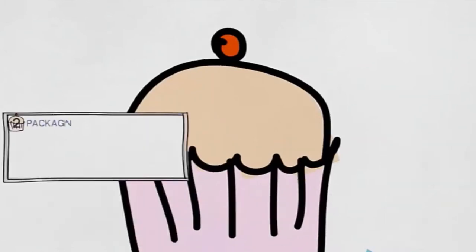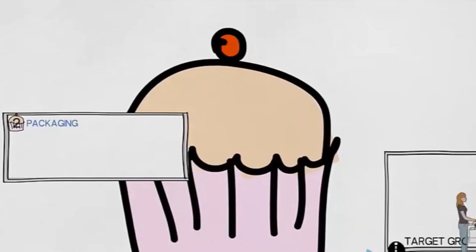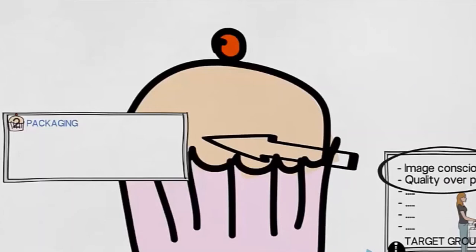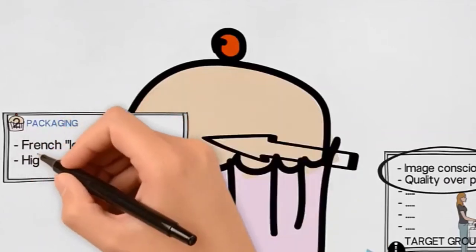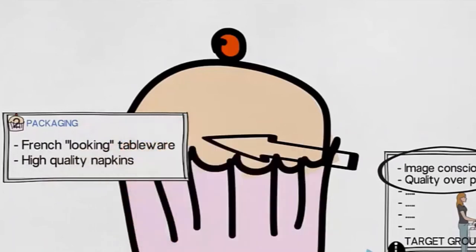Secondly, packaging. Looking at the target group description, we might, for the same reasons as before, decide that we will serve the cakes and desserts using romantic French-looking plates, cutlery, and high-quality napkins.